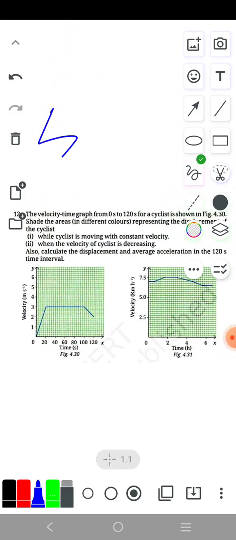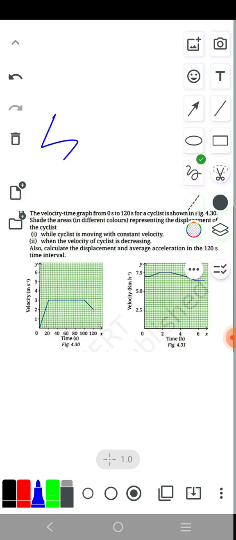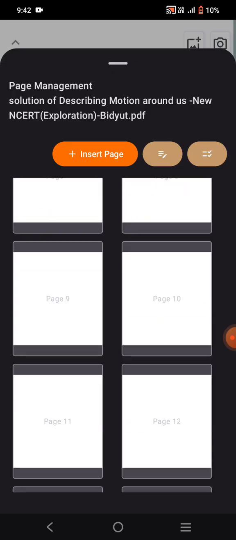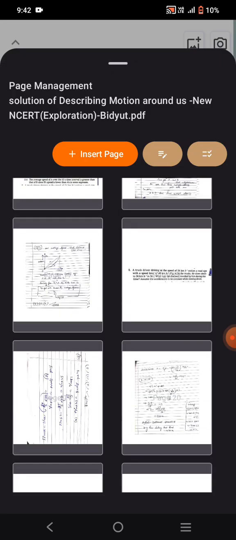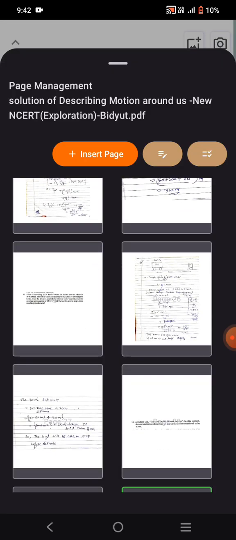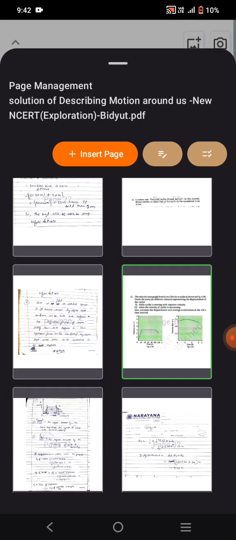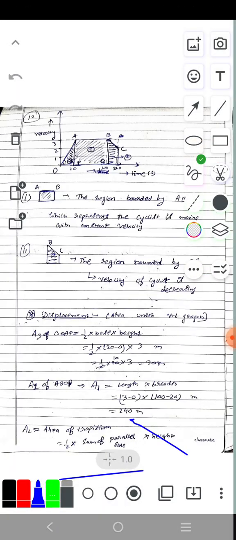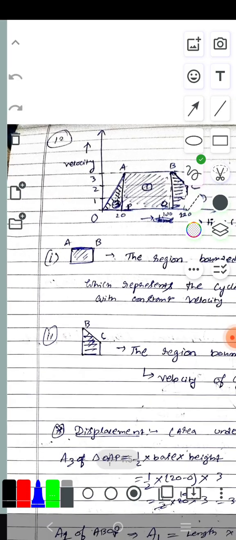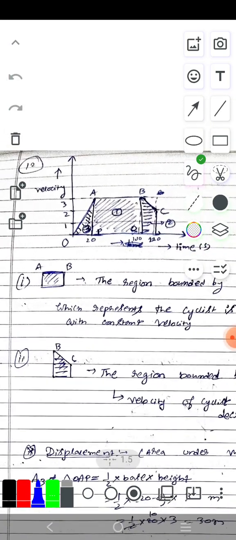So in the first portion, two questions are there. While the cyclist is moving with constant velocity, that portion we have to shade, and when the velocity of the cyclist is decreasing, that portion we have to shade. So coming to the answer portion, first you can see I have given some names. Here you can see the graph.